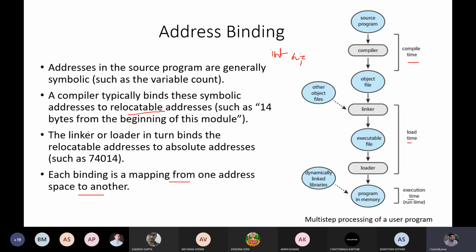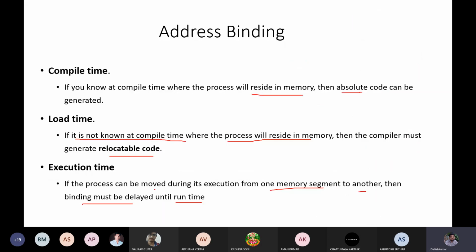The linker or loader binds this relocatable address to absolute addresses. Each binding is a mapping from one address space to another. At compile time, if you know where the process will reside in memory, it will generate absolute code. At load time, it will generate relocatable code. If this relocatable code is not available in the memory segment, it will be moved from one memory segment to another memory segment, which makes a delay at runtime.